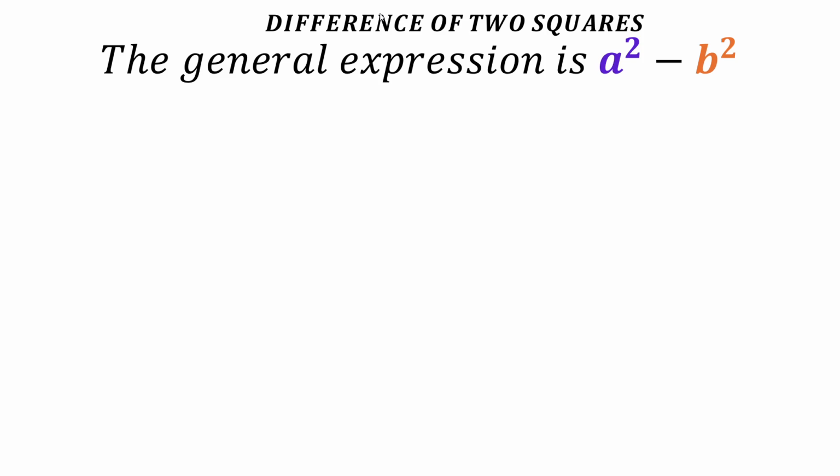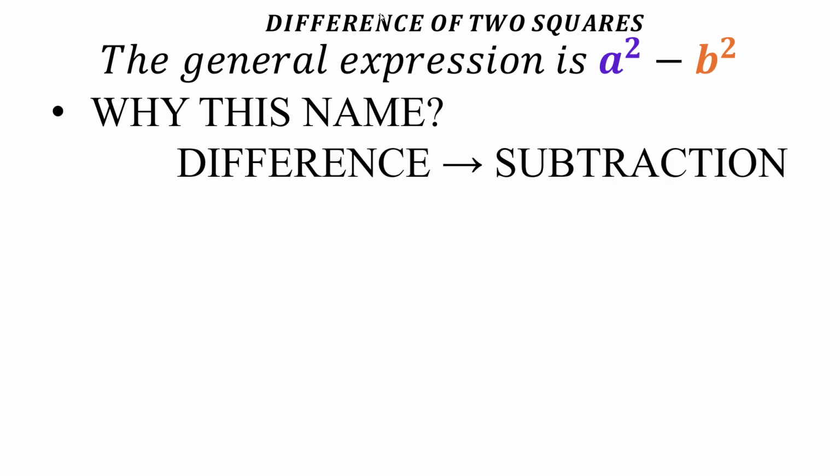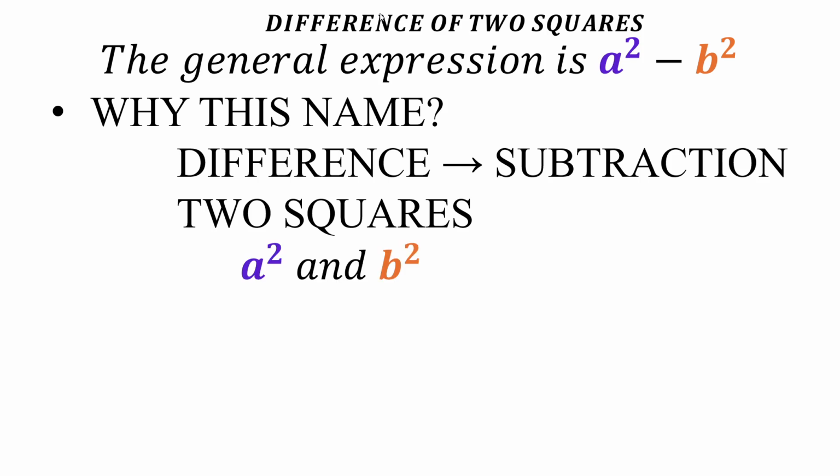Okay, so what is this difference of two squares, and why the name difference of two squares in the first place? Difference basically means subtraction, right? And two squares means that we are dealing with two squares. We have the first square, which is a squared, and another square, which is b squared. So we are dealing with two squares, and then we are finding the difference of those two squares. Hence the name difference of two squares.